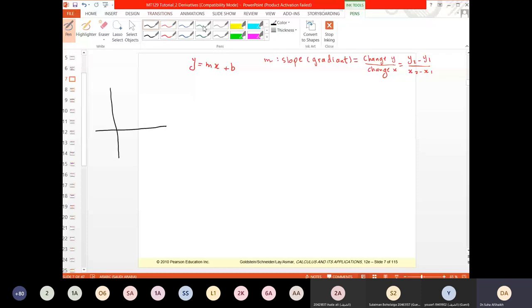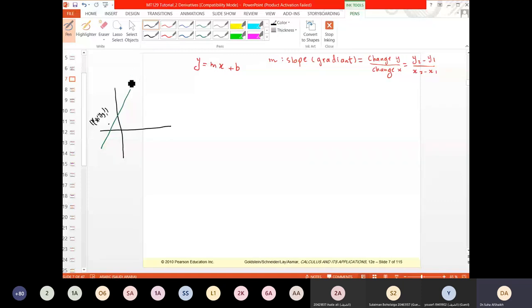So if this is my line and this is my xy plane, I have 2 points here. The first point is the point x1, y1, and the second point, for example, is the point x2, y2. So the slope is defined to be the difference between y2 and y1 over the difference between x2 and x1.